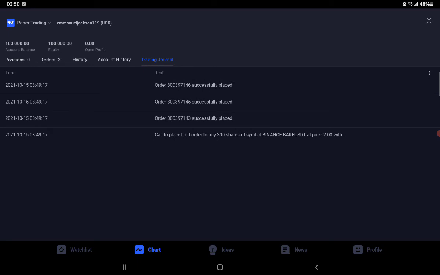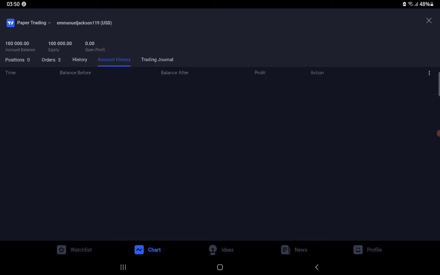For every successful trader, you should actually have a trading journal that shows you all your trades, what you do, what you enter, so that you can keep records. So this helps you, aside from making trades, it keeps records for you. Then account history can tell you how much you have been making, how much loss you have been making, and the rest. So this is actually very lovely.